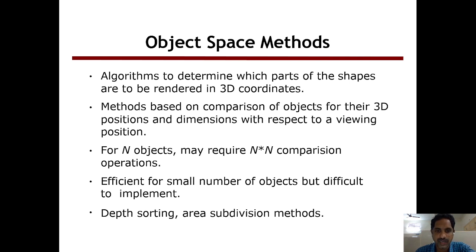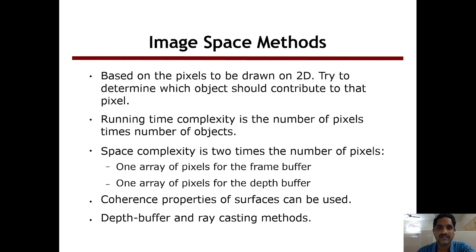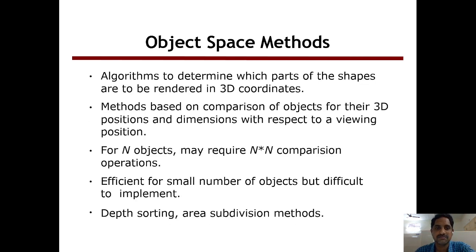For n objects, n by n comparison operations may be required. It is efficient for a small number of objects but difficult to implement. These are the examples: depth sorting and area subdivision methods. So this is called the object space method.